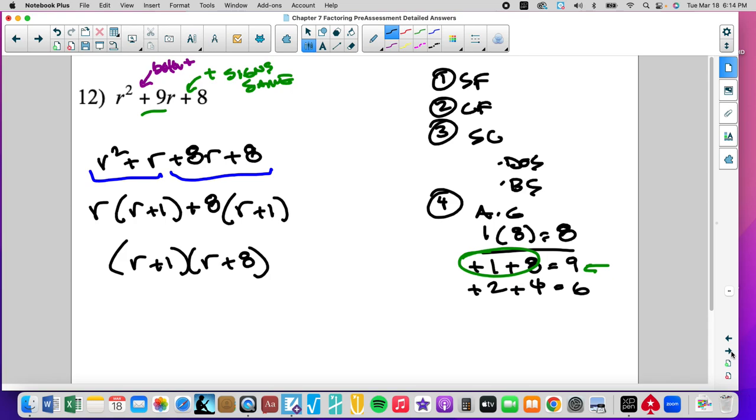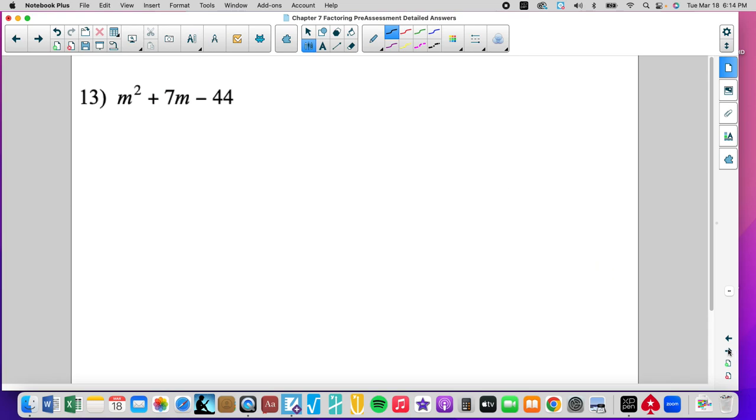And that would end. If you want to check, you can multiply it back out. R times r is r squared. Outside, r times 8 is 8r. R times 1 is r, 8r and r makes 9r, and then 1 times 8 is 8. So this product of these two binomials creates the starting problem.